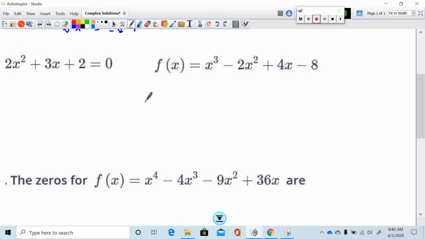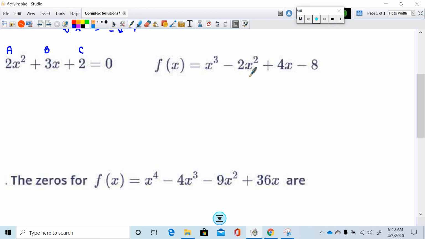Okay, the next one, I am going to not have enough space, I don't believe, but we'll see. Sorry about that. Okay, we have to, because you have a square term in front of x and there's no, 2 times 2 is 4, there's no factors of 4 that when you add them equal 3, you are going to be forced to use the quadratic formula on this.